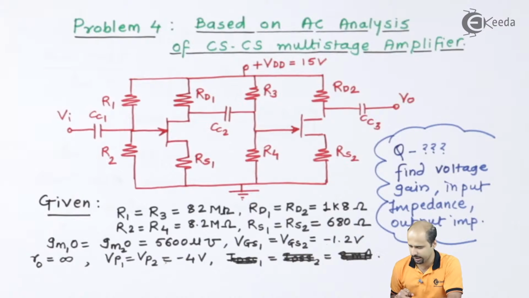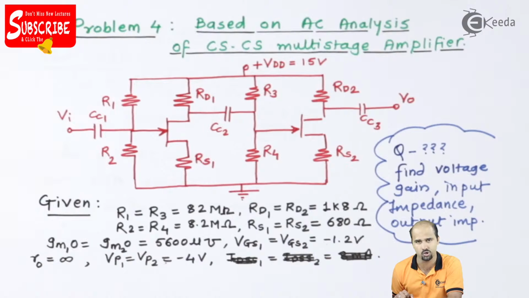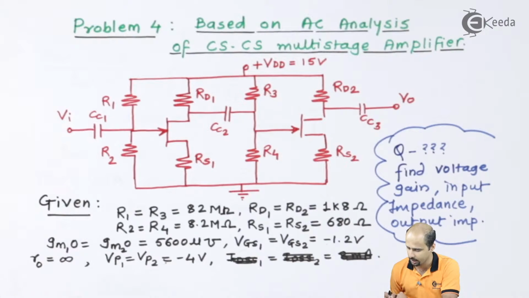So let's come to the circuit. Circuit is consist of two stages. One is of CS and another is also of CS type, common source type. So let's look at this particular values. Values are not given in your circuit directly, given in the form of the resistances.